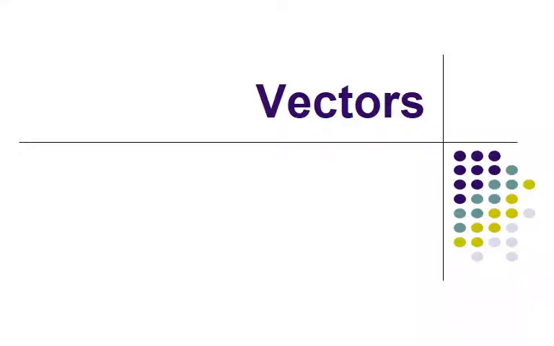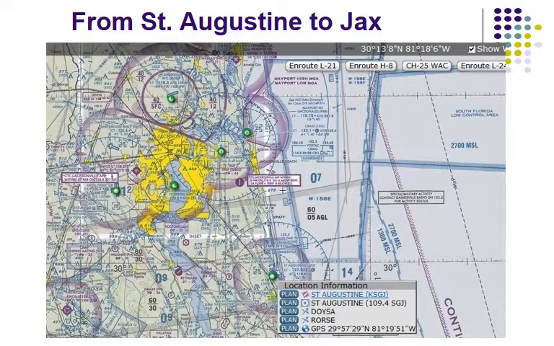Now we're going to talk about vectors. Let's say we're taking off from St. Augustine Airport down here and heading to Jacksonville International up here. And so let's say we took off and here's our airplane and we're pointed directly towards Jacksonville International Airport.